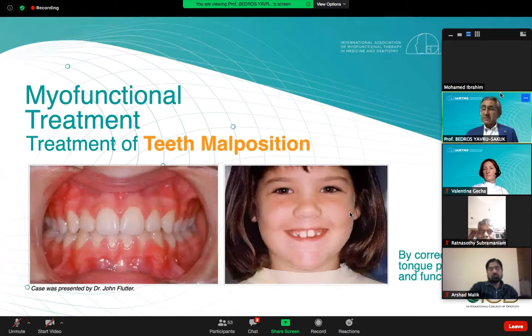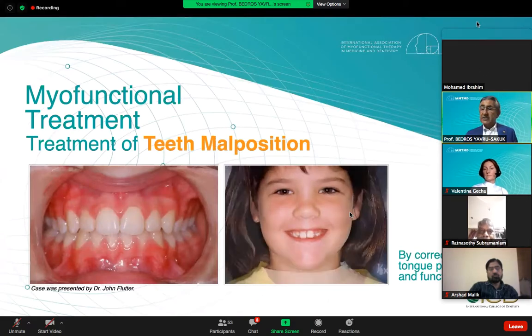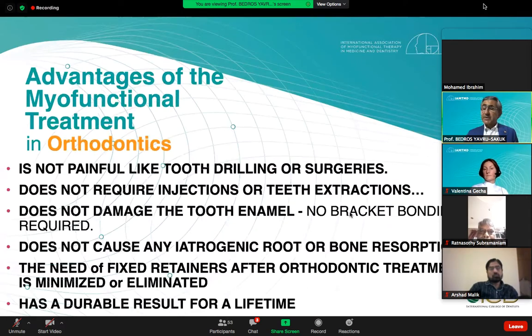The advantages of myofunctional therapy in orthodontics: first, it is not a painful procedure and does not require any injections, tooth drilling, extractions, or surgeries. Myofunctional therapy does not damage the enamel, with no need for bonding to the enamel or dentin. There is no iatrogenic root or bone resorption due to excessive orthodontic pressures. Most of the time, there is no need for fixed retention of the teeth after orthodontic treatment. And the result of myofunctional therapy is for a lifetime.